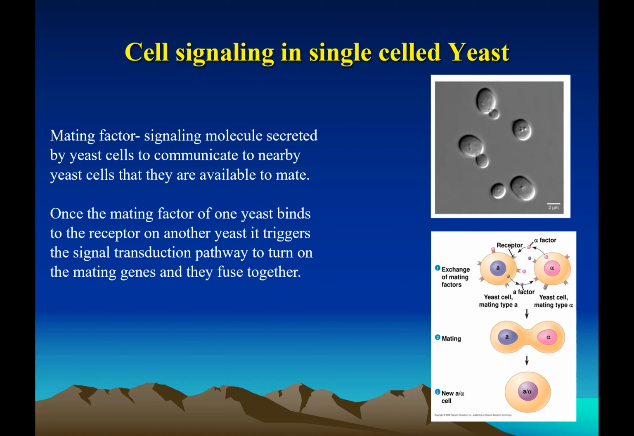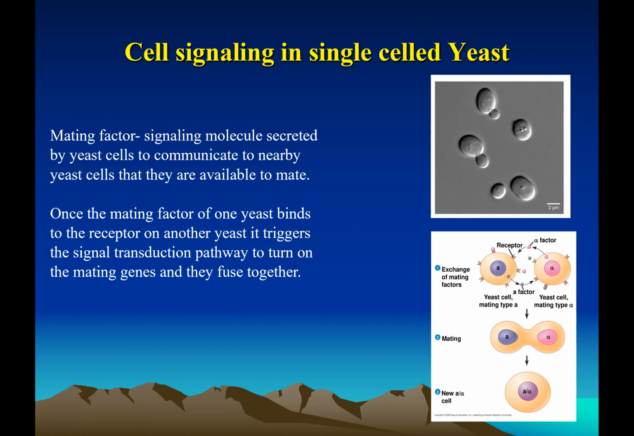So when the mating factors anchor on the receptor, it will trigger a signal transduction pathway that will make the yeast cells grow and attract towards each other. They will form some kind of a bridge and they will come together for the nuclear fusion.